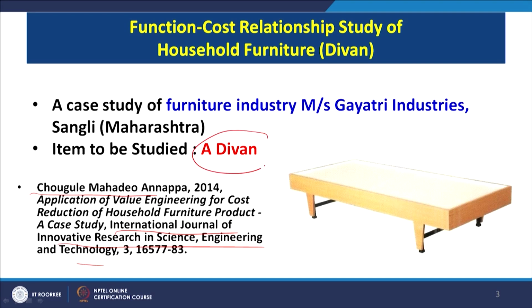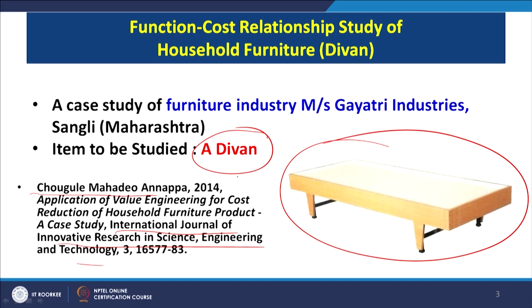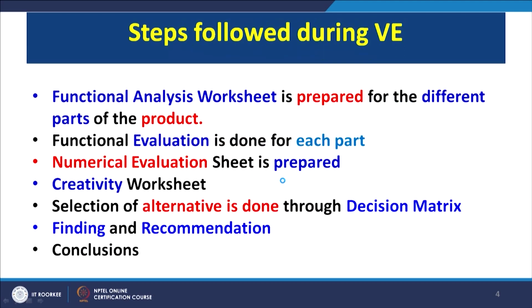The example is of a divan. This is a divan which normally we use in our houses. These are the legs, this is the side strip, this is again a short side strip, this is, you can say, the bed or maybe the platform for the customer. Now, let us see how we will be able to solve this problem.